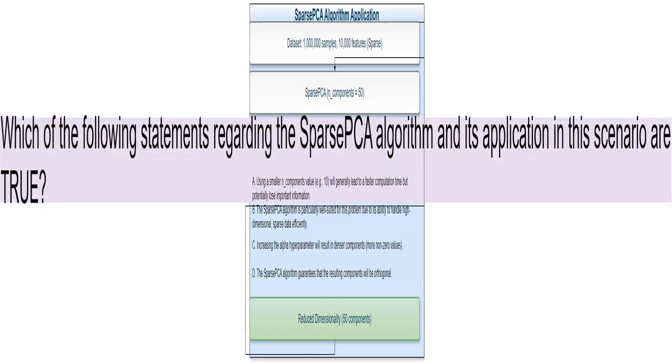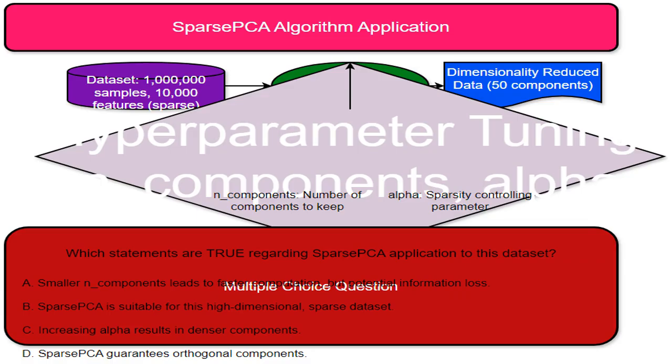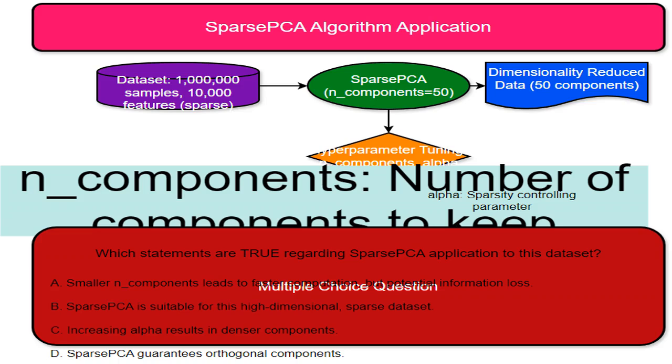I'm asking you to evaluate 4 statements about how well SparsePCA is suited to my problem and how its parameters affect the results. My goal is to reduce the number of features to 50, making my data easier to work with. This is a form of dimensionality reduction. This question tests your understanding of the SparsePCA algorithm in the Sklearn library and how its hyperparameters affect its performance on high-dimensional sparse data. I'll need to carefully consider each statement provided. This is true. A smaller number of components means less computation.